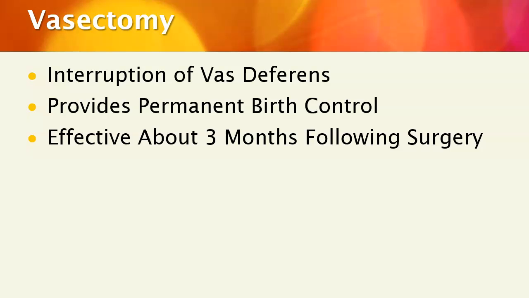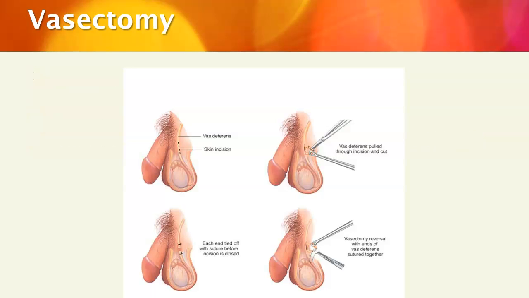And what they'll do is they'll have the male bring in a specimen, and they'll evaluate it to see if there's any evidence of sperm or motility in the specimen. So here is a picture of the vasectomy and the reversal. At the top you can see where they make the incision through the vas deferens, and then the vas deferens is pulled through the incision, and then it's cut. And then each end is tied off with suture before the incision is closed. And you can kind of see that at the bottom where it's just completely disconnected.